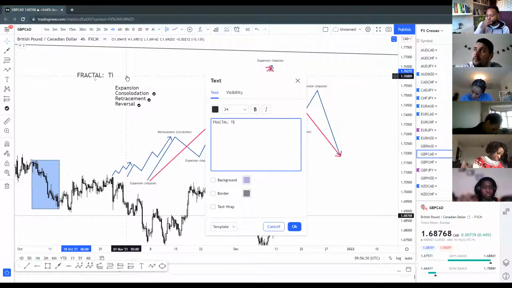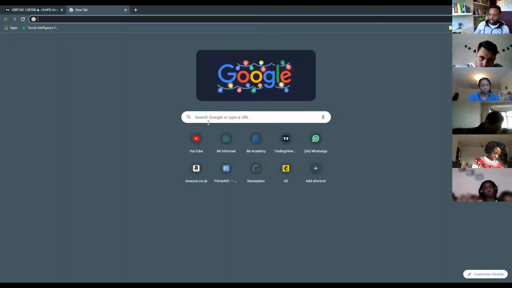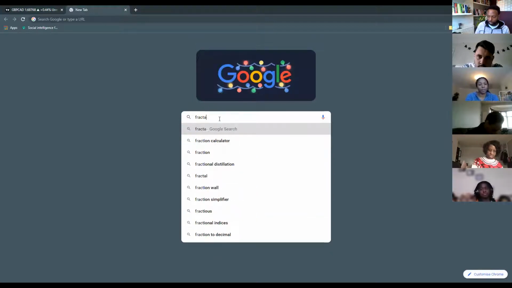We could look at the definition of fractal, but without looking in the dictionary, it means tiny movements. In fact, let's look it up. It's important. Can you still see my screen? Yeah. Yep.